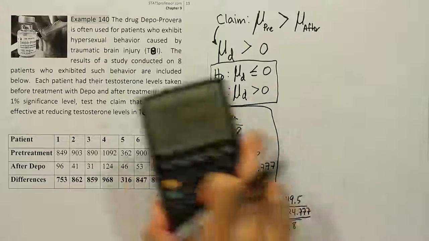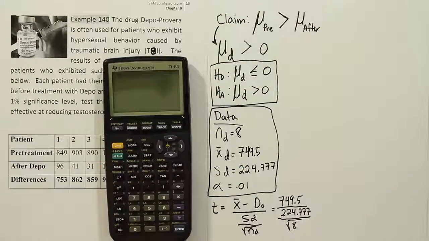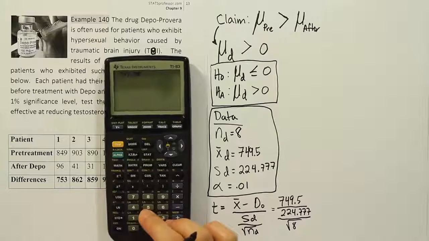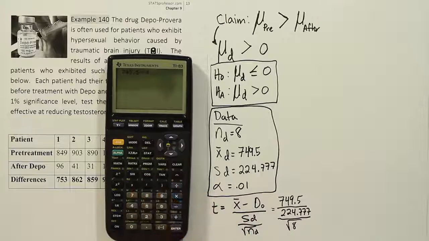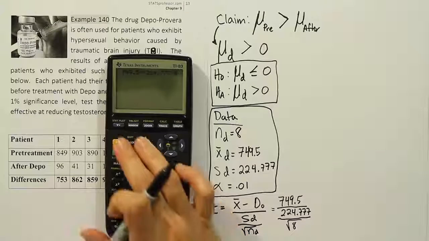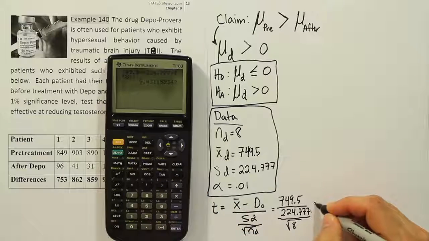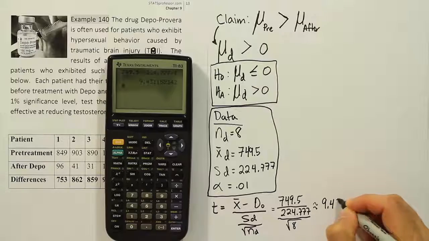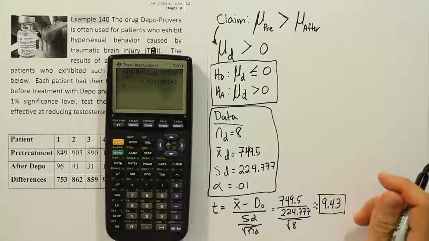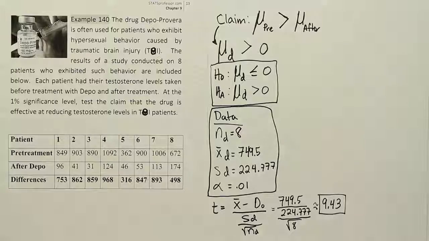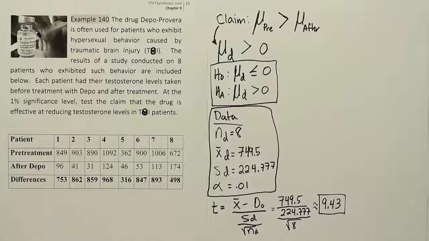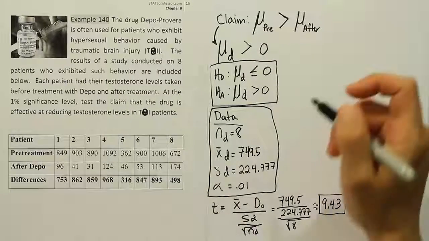All right, let's enter all that in our calculator and see what that ends up giving us here. So we'll have 749.5 divided by, open parenthesis, 224.777 divided by the square root of 8. And upon doing that, we get quite a large number. We get 9.43. So that is a very large number. And from there, let's see what that gives us for our conclusion. It would seem that we're going to reject the null hypothesis, of course, right? 9.43 is off the charts big, but to be sure, we should do our critical value.